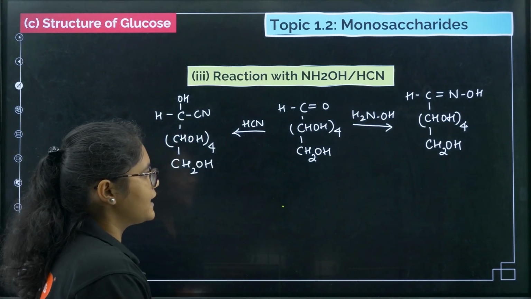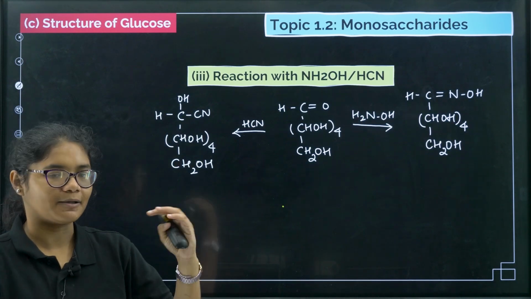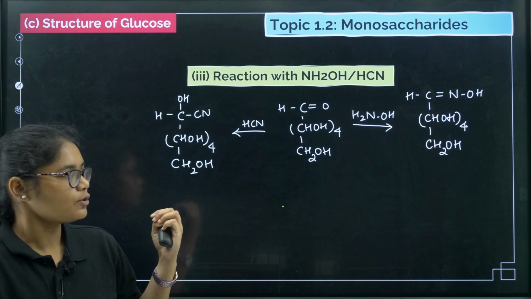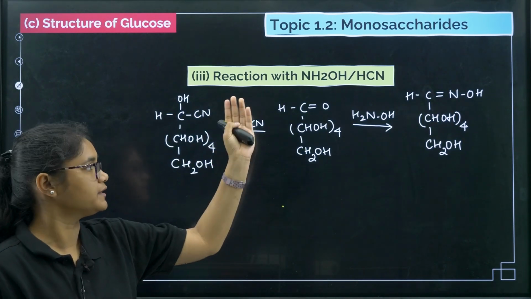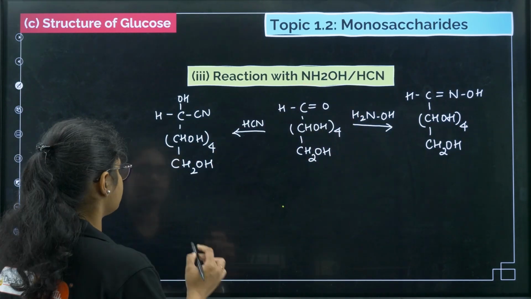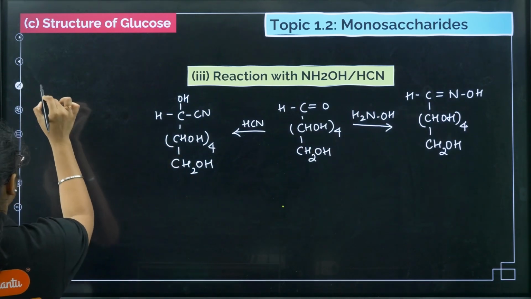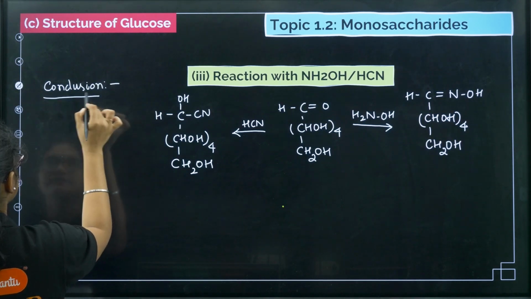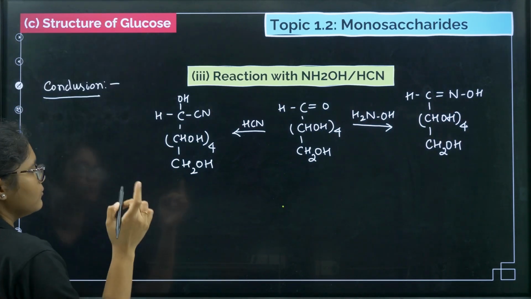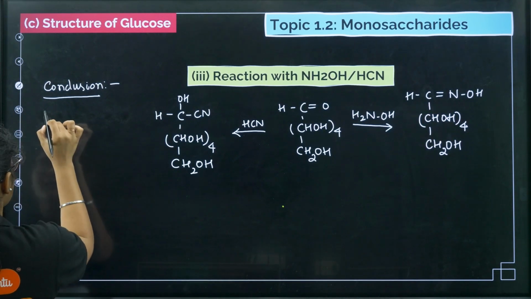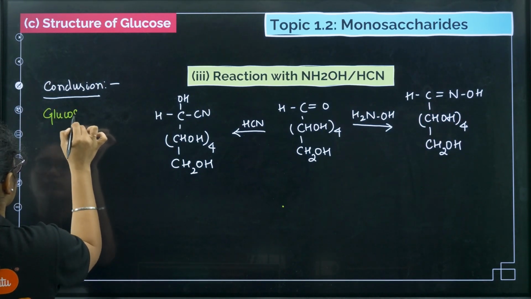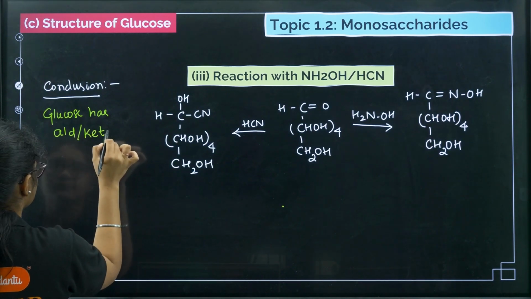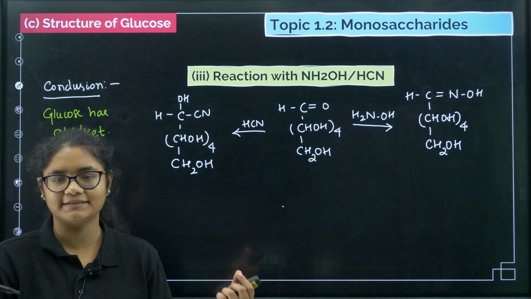Now these reactions might seem very familiar to you, you must have studied them during the reactions of aldehydes and ketones. So what does this reaction suggest? This reaction with NH2OH or HCN, what is the conclusion here? So I'll write here conclusion. See that these reactions are shown by both aldehydes and ketones. So we can say that glucose has an aldehyde or ketone group. That is the conclusion here. We don't know whether it is aldehyde or ketone.